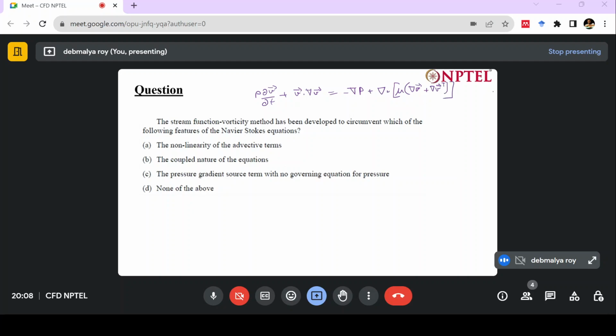So plus some other terms might also be there. If this whole equation, we can take a curl out of this, then the equation that we will arrive at will be the equation that we use in the vorticity stream function method.